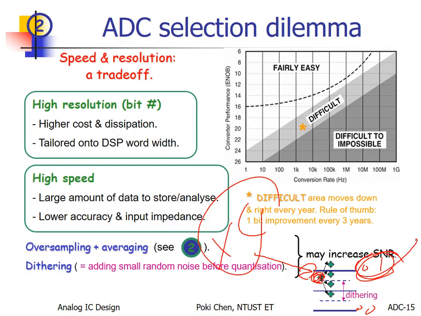All the results will be the same. So after averaging, you still get 0, 1, nothing more. Got it? So only by oversampling, you cannot enhance your accuracy. Forget about it. But luckily enough, we have some kind of random noise.